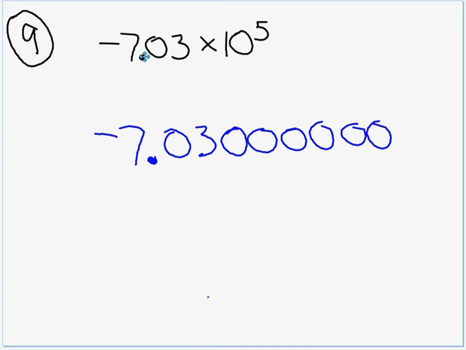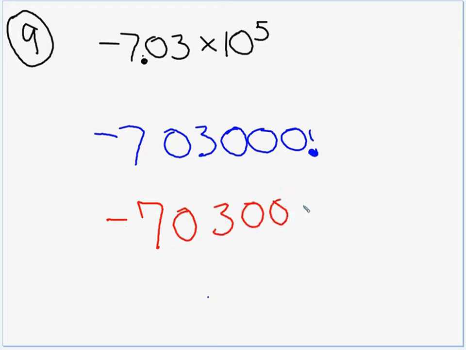And let's see, how many spots do we have to move our decimal? It's right here now. We're going to move it 5 spaces. So 1, 2, 3, 4, 5. There is our new decimal. And I like to write my big numbers, of course, with commas in the right places. So this is 703,000, and that is negative 703,000.